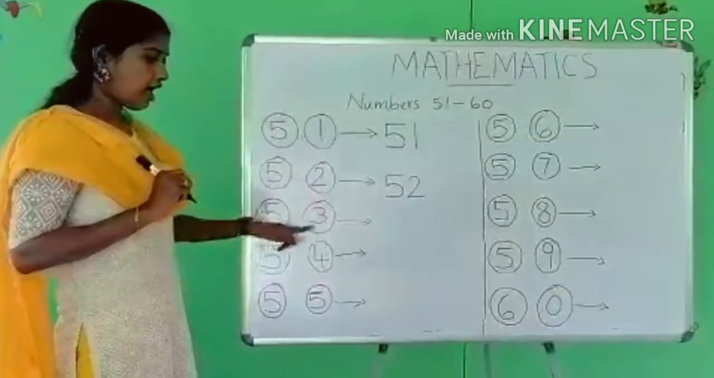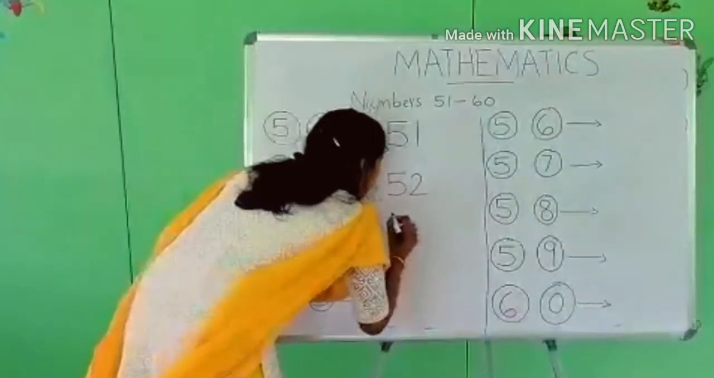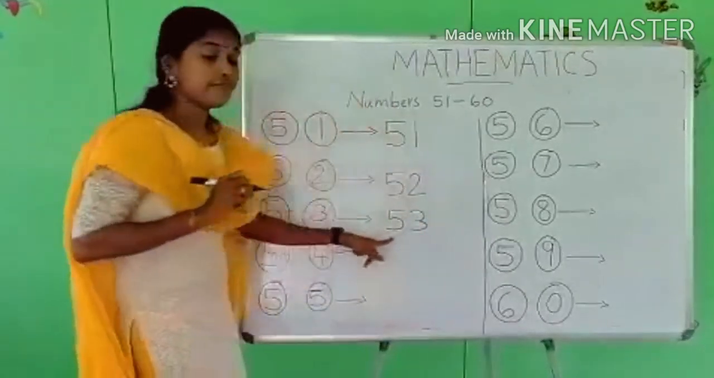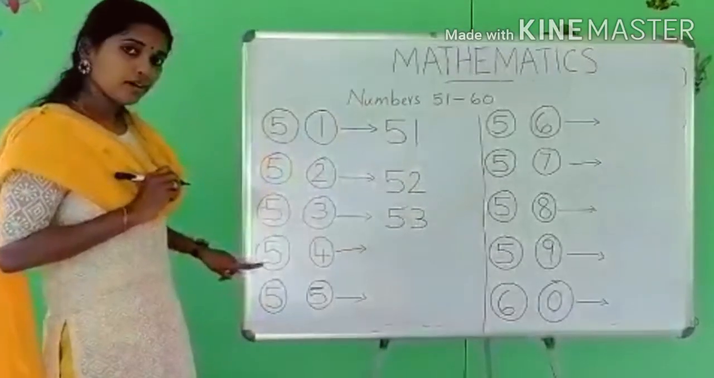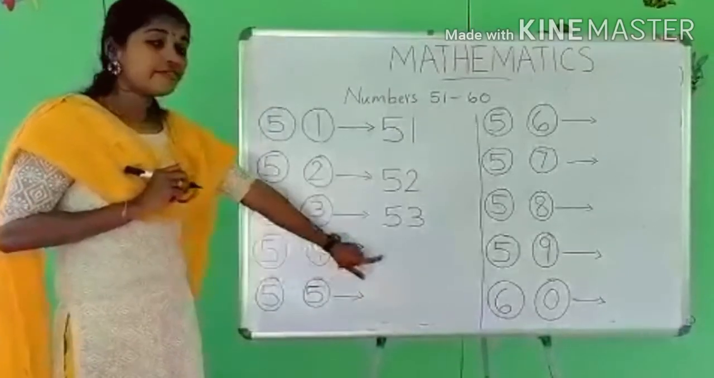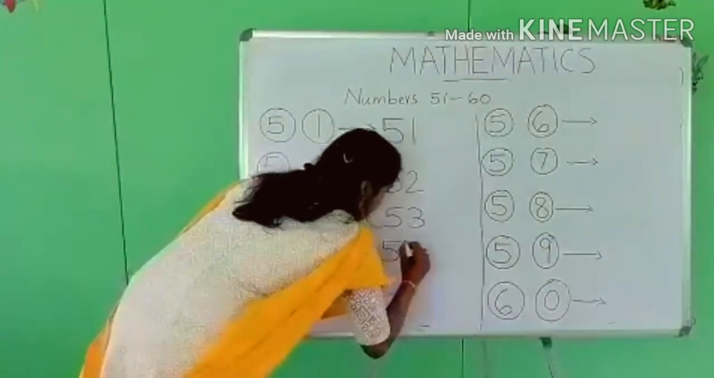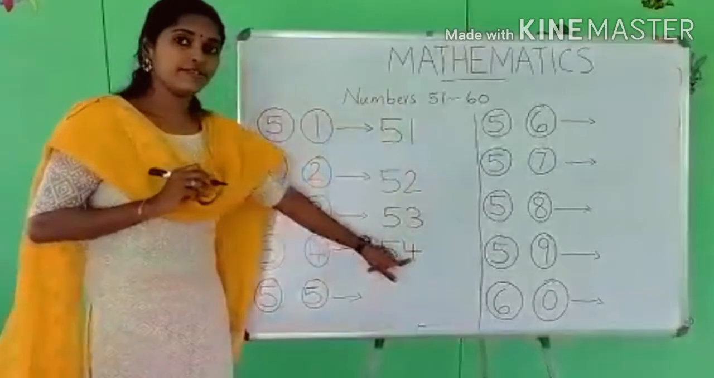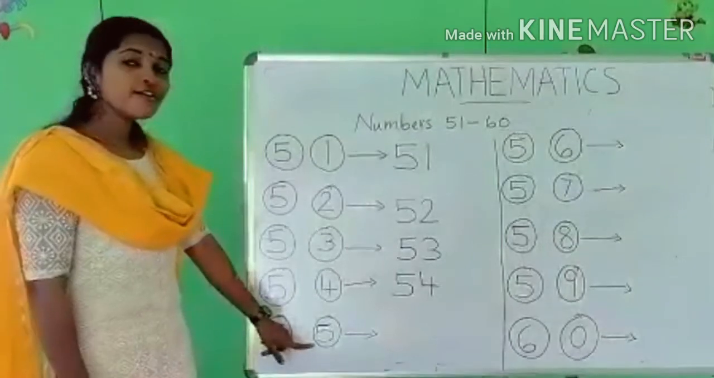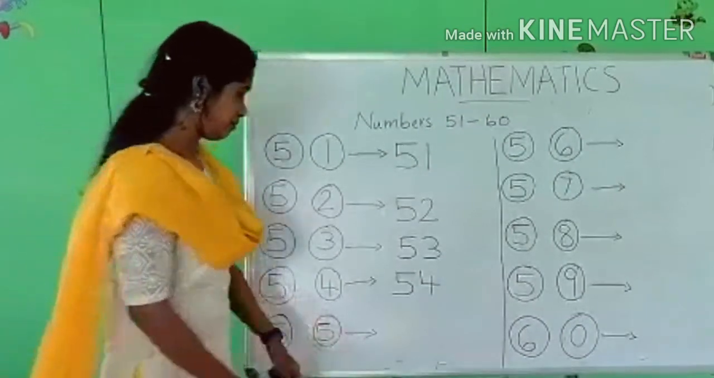Number 5 and 3 makes 53. Listen here. 5, 3, 53. Next number? Yes, 5 and 4 makes 54. 5, 4, 54. And this number loudly. Number 5 and 5 makes 55. Number 55.